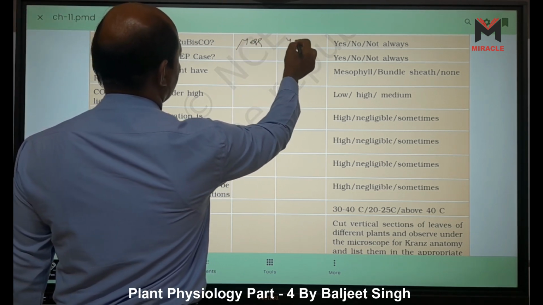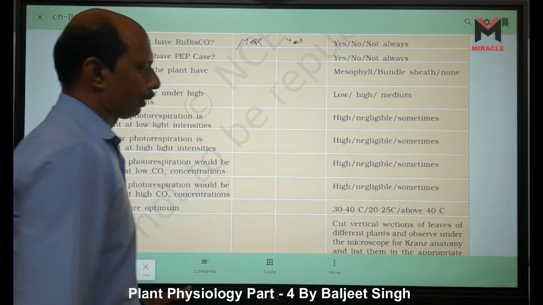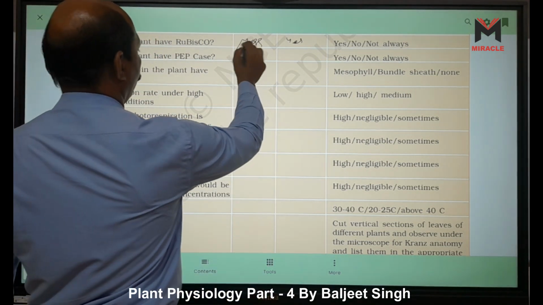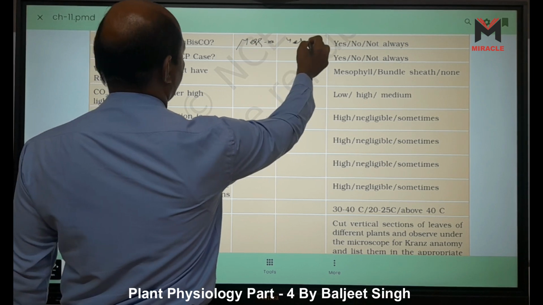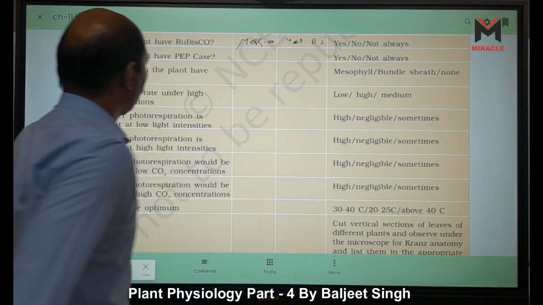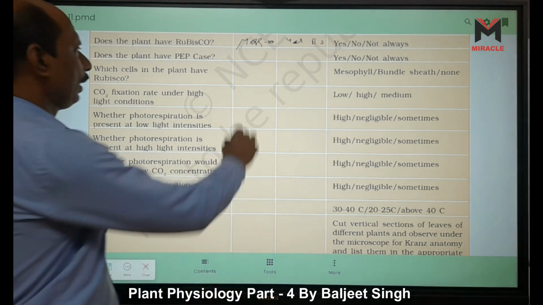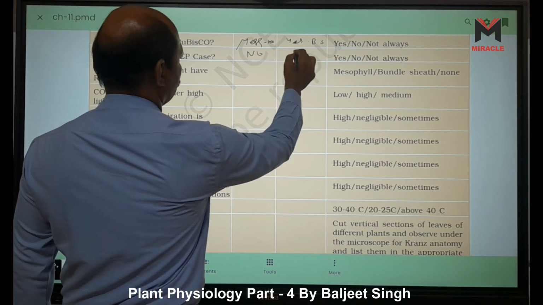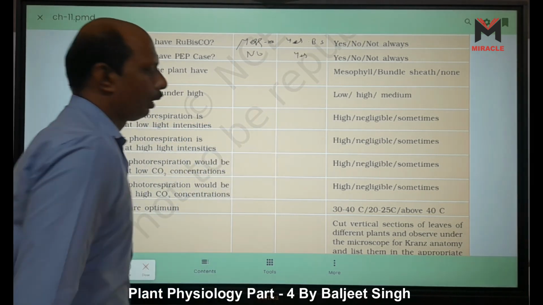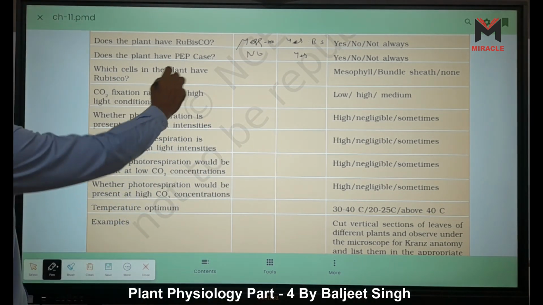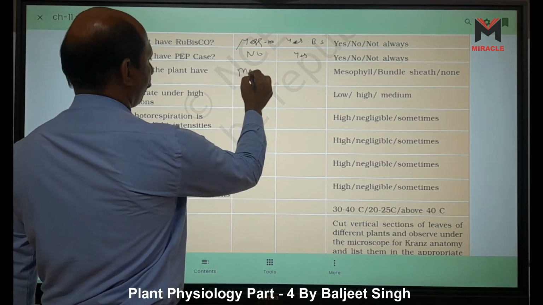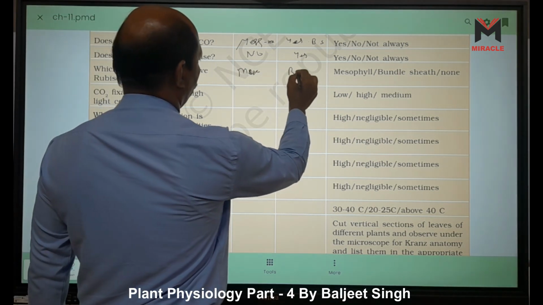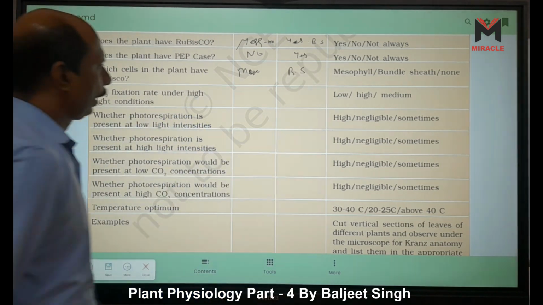It is always yes, because Rubisco is present in both plants. In case of C3 plant, Rubisco is present in which? It is present in mesophyll cells, and in C4 Rubisco is present in bundle sheath cells, right? Does the plant have PEP case? No. And it is yes, right? Which cell in the plant has Rubisco? It is our mesophyll cell, and here it is bundle sheath cell, right?